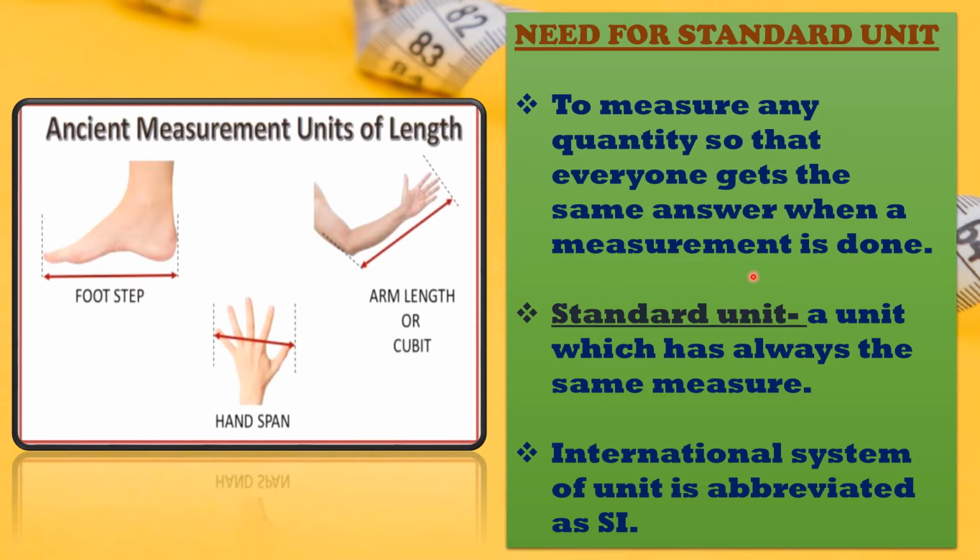When we measure anything, we compare an unknown quantity with the known quantity, and that known quantity is called the unit. So, a unit which has always the same measure is called standard unit. The French in 1790 created a standard unit of measurement called metric system. So, scientists from all over the world today have adopted a set of standard units of measurement known as International System of Units, which is abbreviated as SI, from the French Système International d'Unités.